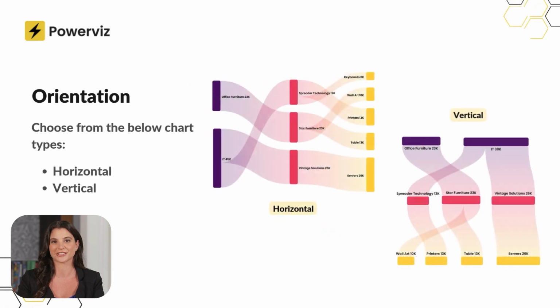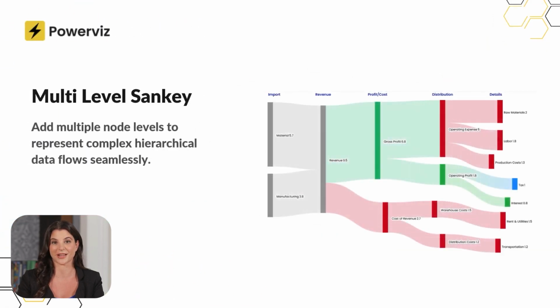Easily toggle between vertical and horizontal layouts with a single click, giving you the flexibility to match your report design and data story. Add multiple levels to your Sankey chart, allowing you to visualize complex flows across several stages, perfect for process mapping and funnel analysis.